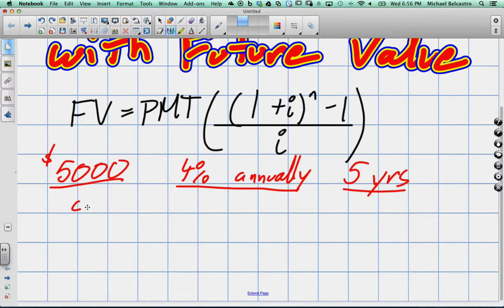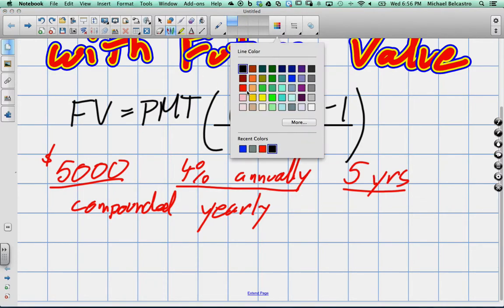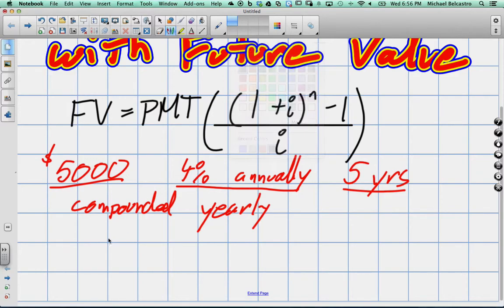year. So by compound period, go compounded yearly. So that's how often we're going to stick money into the bank. So we're going to do this once a year. So what that means here is I'm going to replace my FV with $5,000. So FV is $5,000. So I've just replaced it with that value.